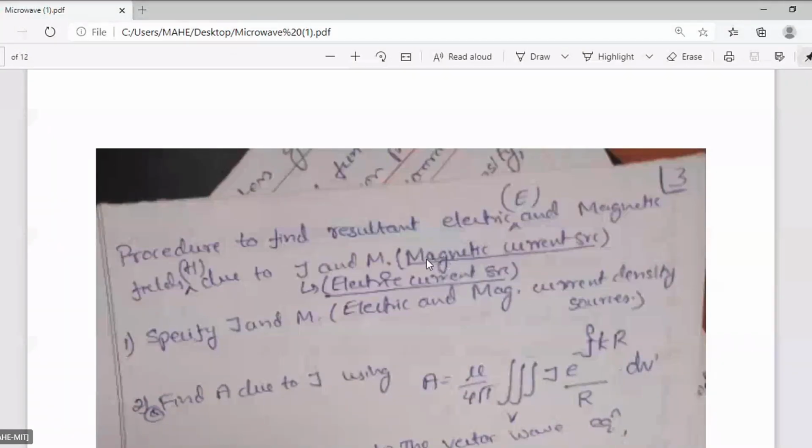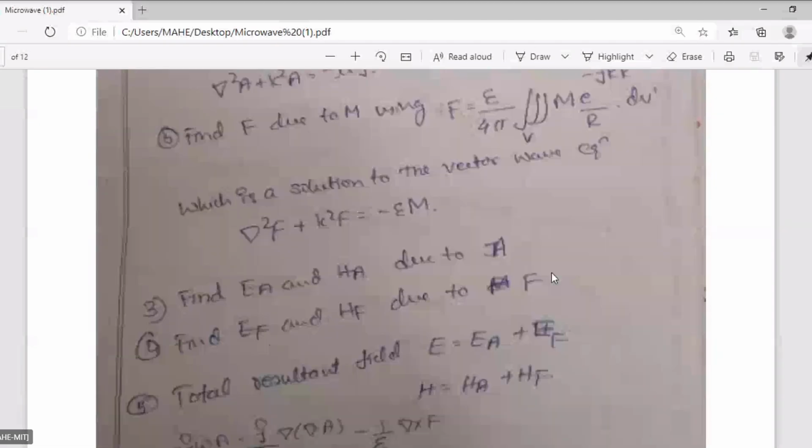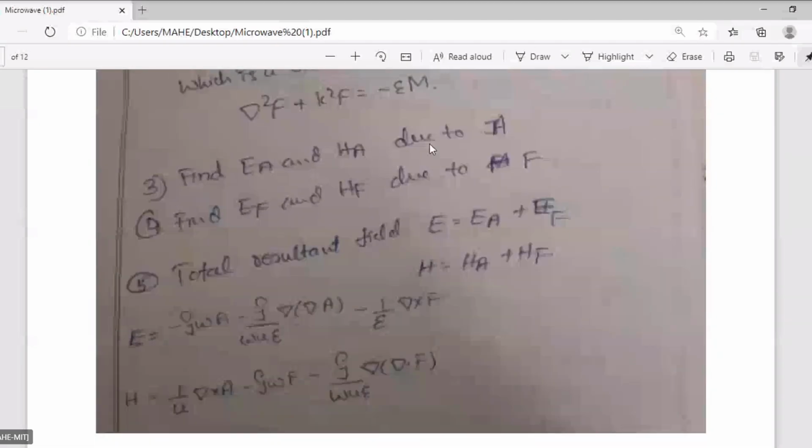If you have both electric current as well as magnetic current, then the solution A will be like this. We will see this solution later. And F is given by this. Using A you find EA and HA, and using F you find EF and HF. Now the total resultant field E is equal to EA plus EF, and H is equal to HA plus HF.